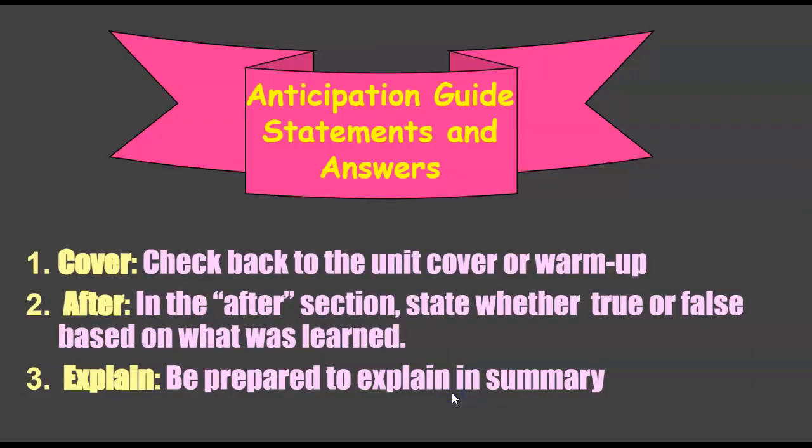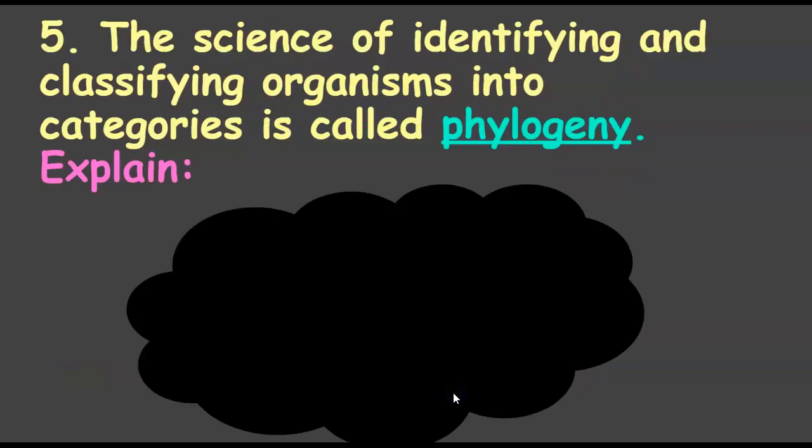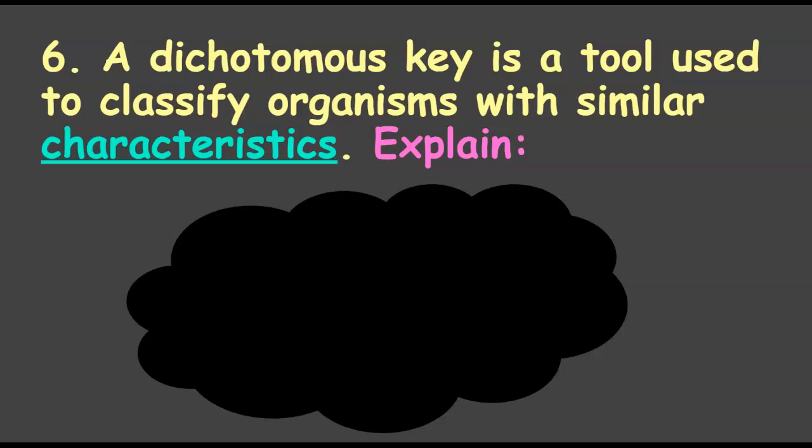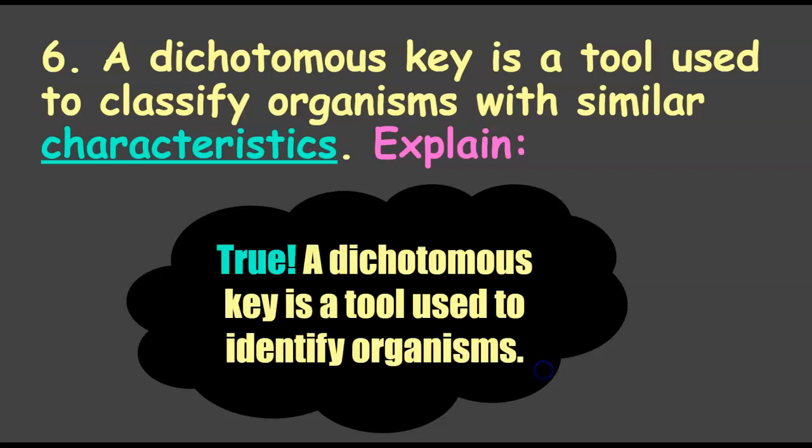All right, go back to the anticipation guide. That's that flip side, the back side, 5 and 6. Number 5, the science of identifying and classifying organisms into categories is called the phylogeny. True or false? This one's going to be false. That is your taxonomy, the science of identifying and classifying organisms. Number 6, a dichotomous key is a tool used to classify organisms with similar characteristics. Absolutely true. We use those characteristics to help identify the organism.